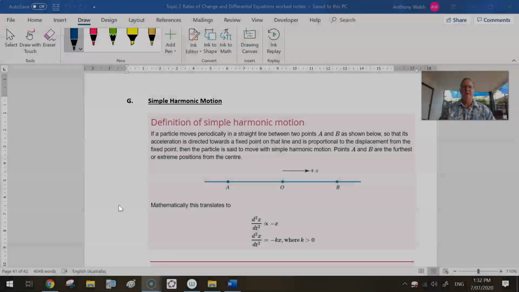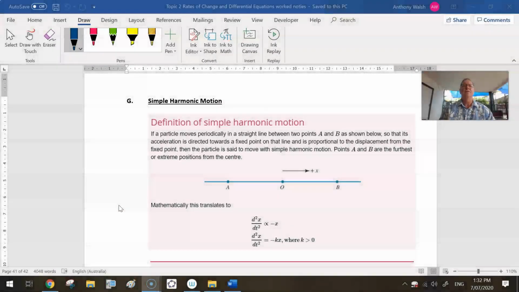Hi girls, this is video 19 of the walkthrough for our topic 2, rates of change and differential equations. This is the 19th and last video because this brings us to the end of the subtopic modelling motion. And the last thing we have to talk about as per the syllabus is simple harmonic motion.